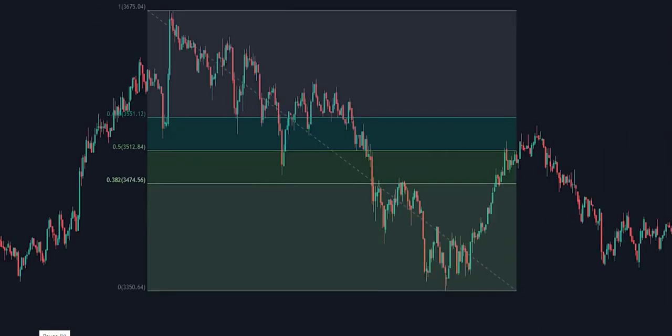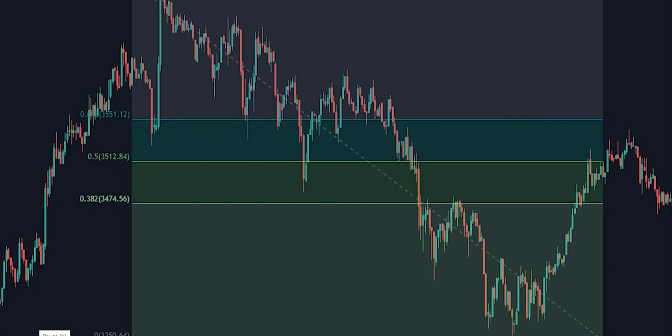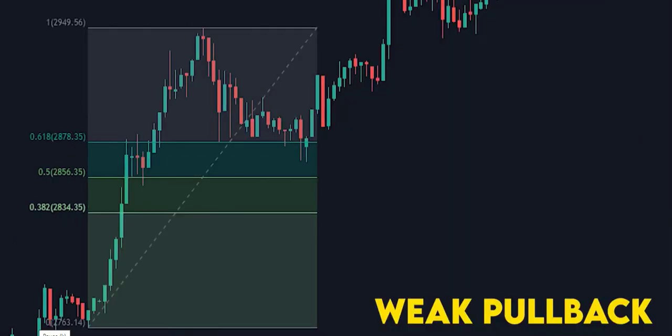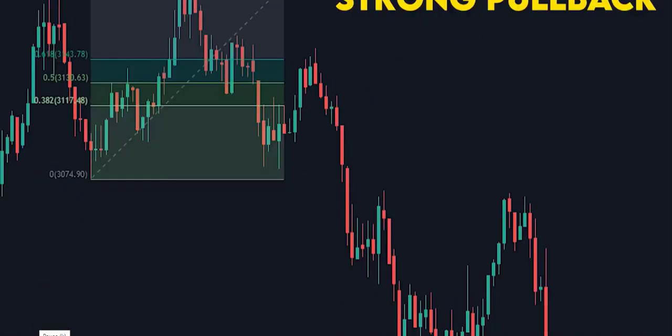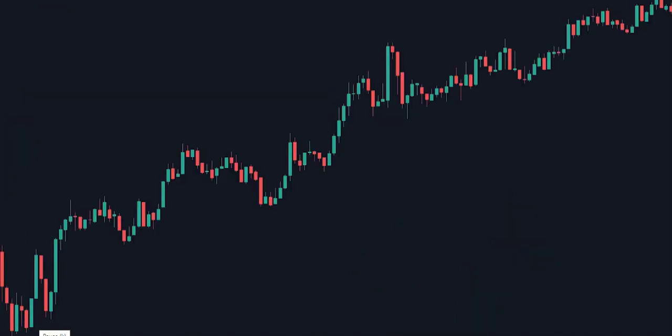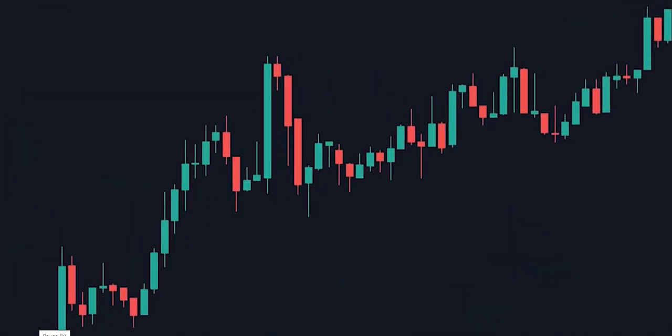So first thing we want to do is put our lower line on the lowest low and then drag the upper line to the highest high. So in this example, we're going to be looking for a long trade. We will consider a pullback weak if the price dips above the 0.382 level. If the price dips below the 0.382 level, it's a strong pullback. So like we were saying before, the weaker the pullback, the better.